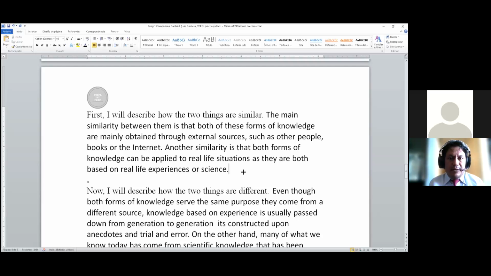Good. Another similarity is that both forms of knowledge can be applied to real life situations, as they are both based on real experiences of, I think, science. Explain it a bit more here. Sure.